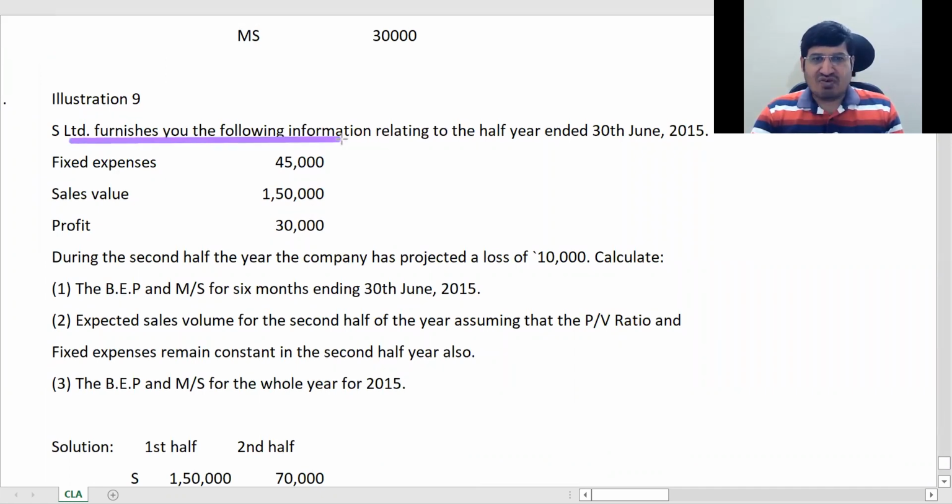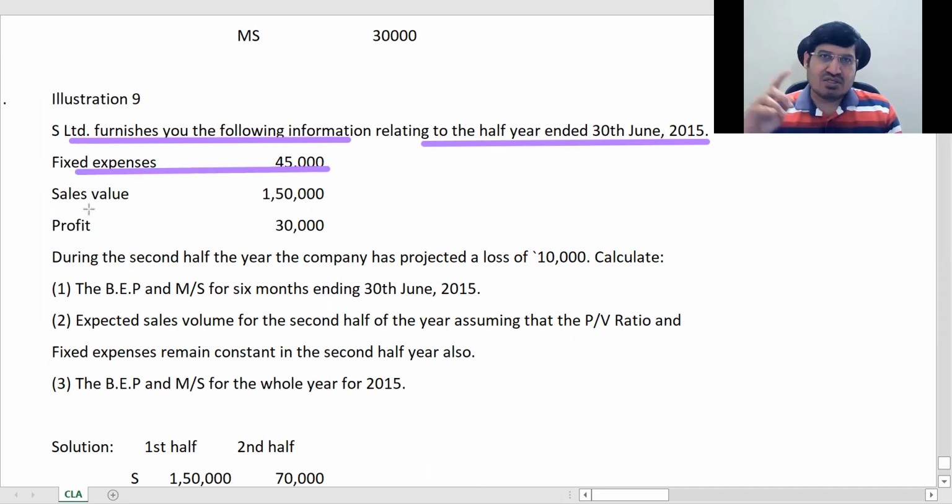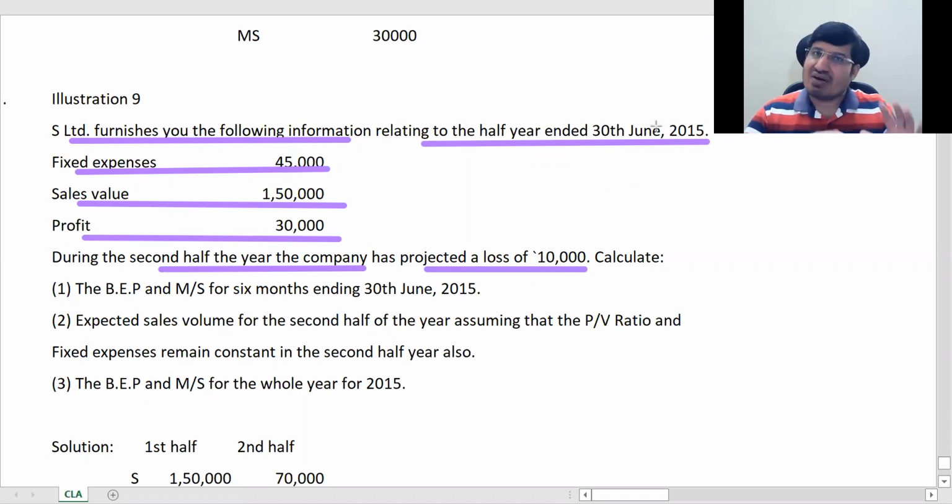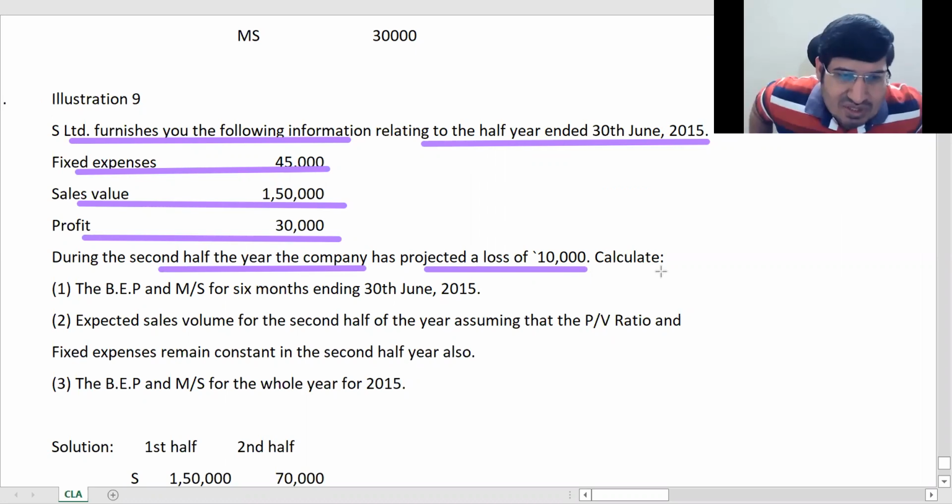S Limited furnishes the following information relating to the half year ending 30th June. So it is given for half year again, similar to the previous problem. Sales is 1,50,000 and profit is 30,000. During the second half of the year, the company has projected a loss of 10,000. So again, first half, second half, like the previous problem.